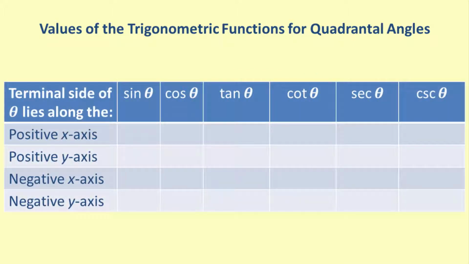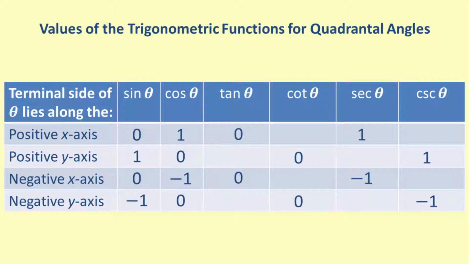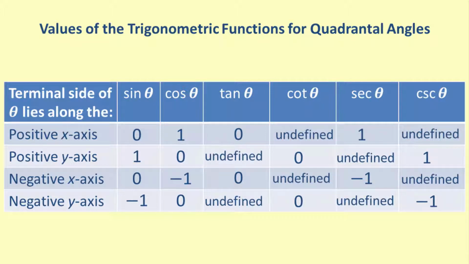Let's make a table to show the values of the trigonometric functions when the terminal side of theta lies along each of the axes. Using what we know, we can fill in the table as follows. Remember that some values are undefined due to division by 0.